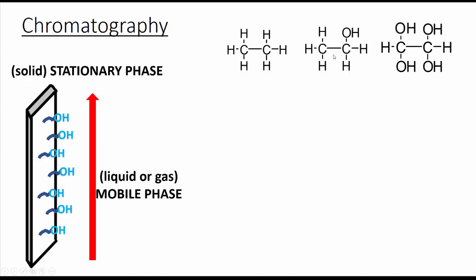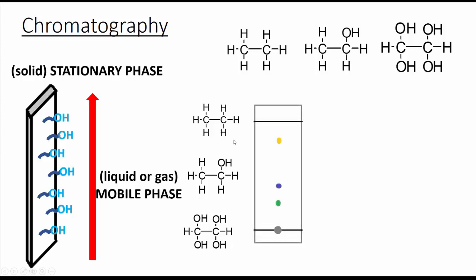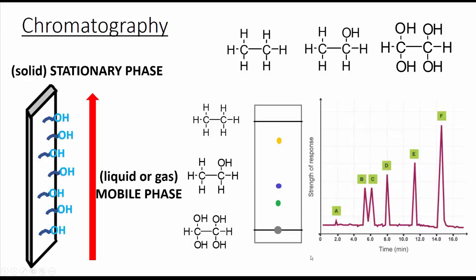And so then if those three components of a mixture were put in, this molecule would take the longest to travel through, this one would travel a little bit further, and then this one would travel the furthest. If we were doing this as TLC, as thin layer chromatography, we would get some sort of plate that looks a bit like this, whereas if we were doing GC or HPLC, we'd get out a chromatogram that looks a bit more like this.